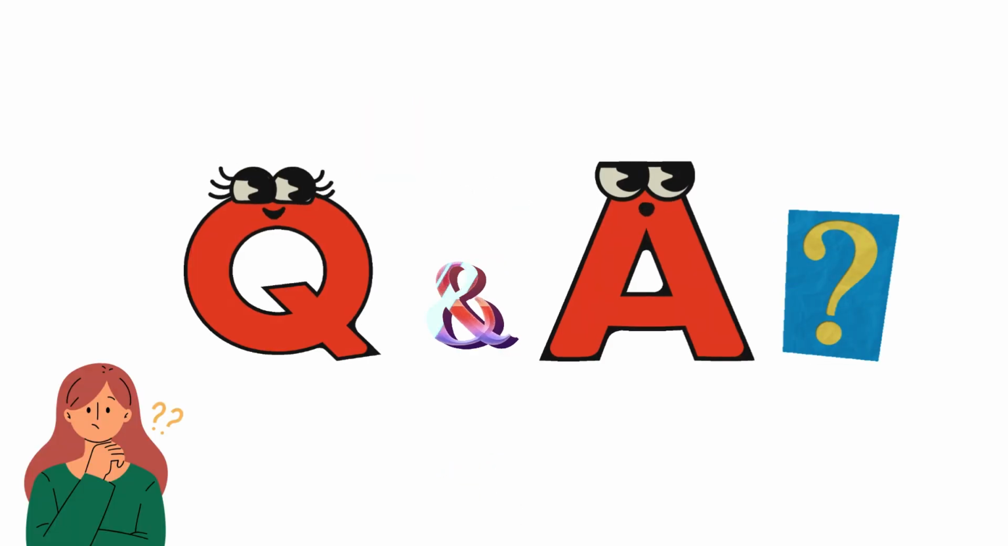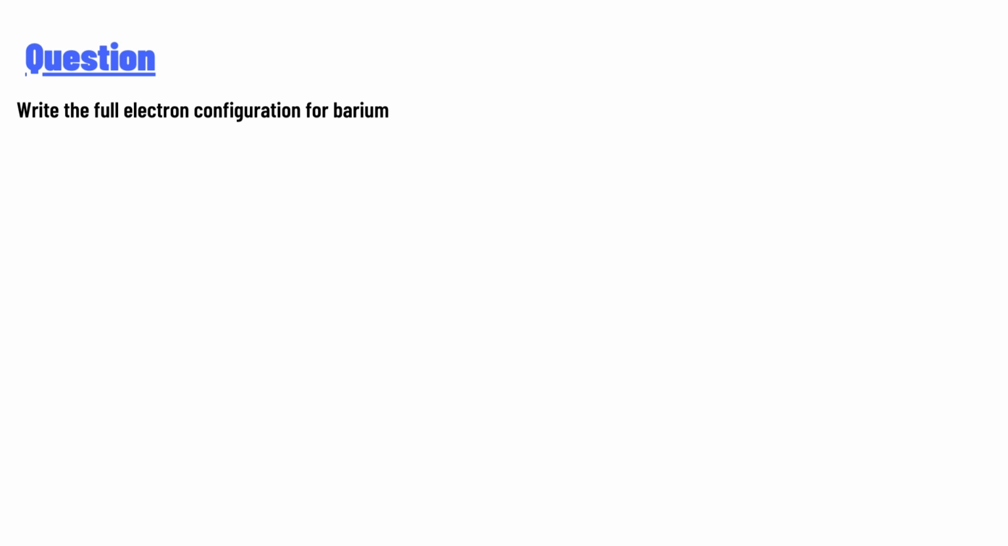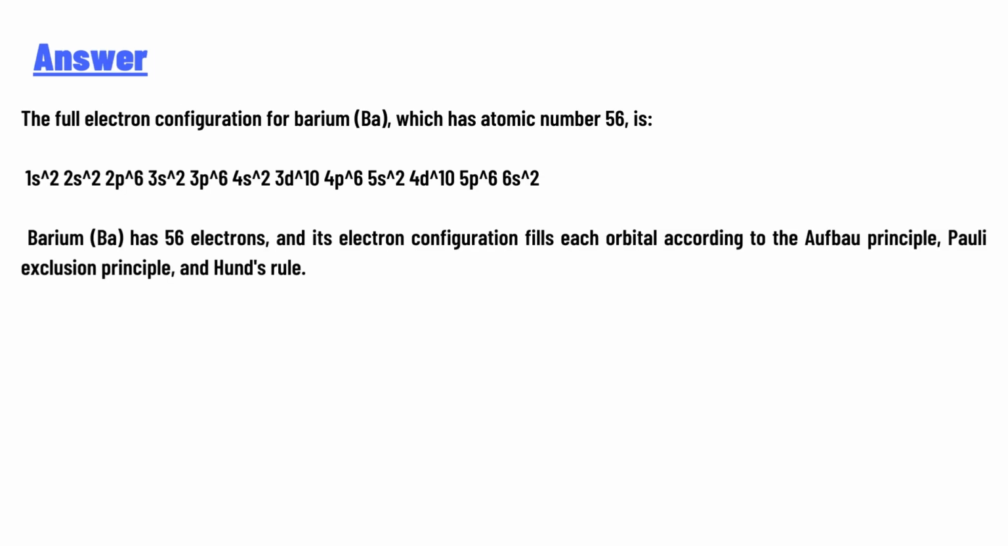Our today's question is, write the full electron configuration of barium. The answer to the question is, the full electron configuration of barium, which has atomic number 56, is 1s² 2s² 2p⁶ 3s² 3p⁶ 4s² 3d¹⁰ 4p⁶ 5s² 4d¹⁰ 5p⁶ 6s².